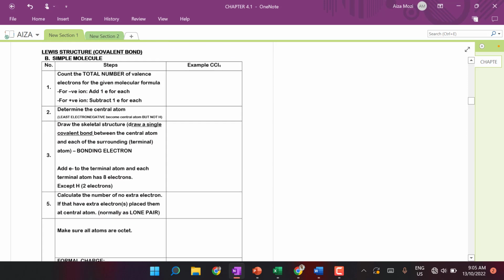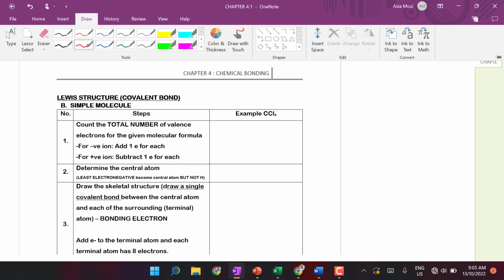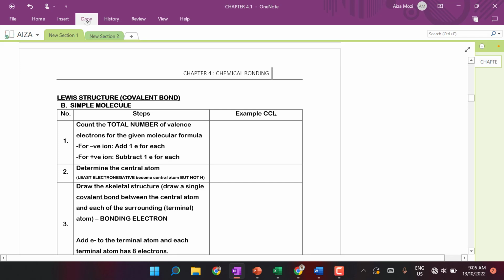Okay, so next is CCl4. Similar procedure: first and foremost, you need to count the total number of valence electrons. So carbon, in the same group as silicon, has 4 valence electrons. So 4 times chlorine, so 4 times 7. So 32 electrons.